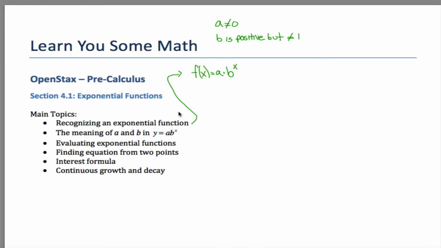All right, here is the quick version of section 4.1 from OpenStax PreCalculus. We're going to learn about exponential functions here. So a good place to start, maybe the most important thing, is to know what an exponential function is. It's something that looks like this.